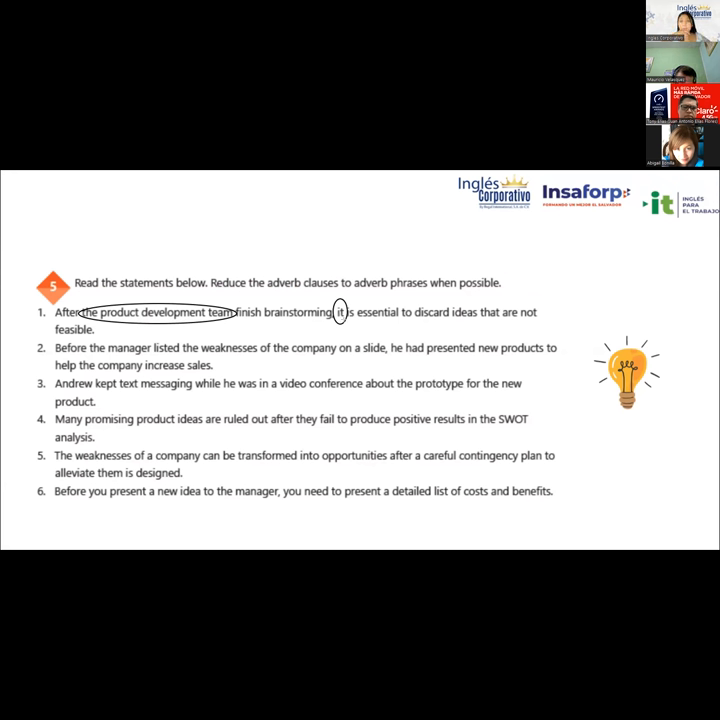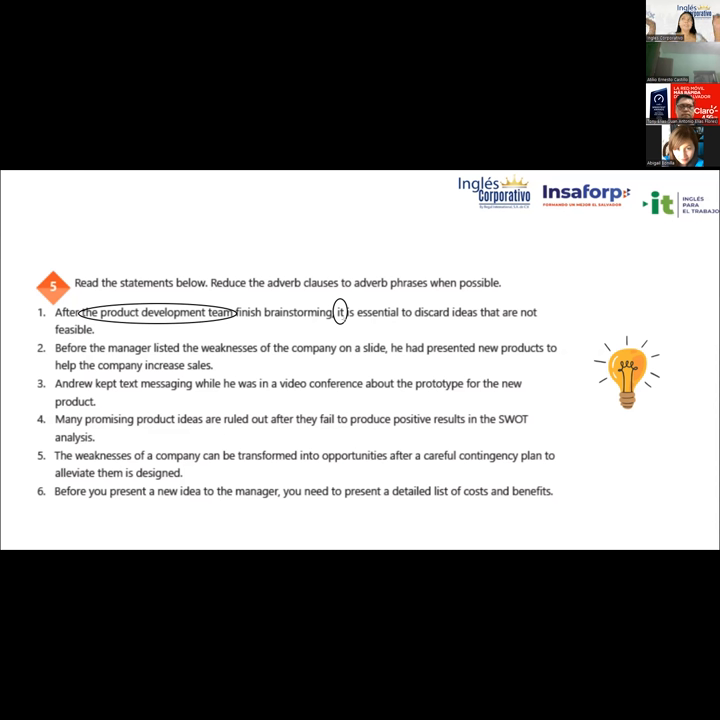Is it the same subject? Yes. Okay. So we have the product development team, a group of people, and we have it, which is a thing. Different, right? So in this case, no, we cannot reduce number one, because it is not possible.